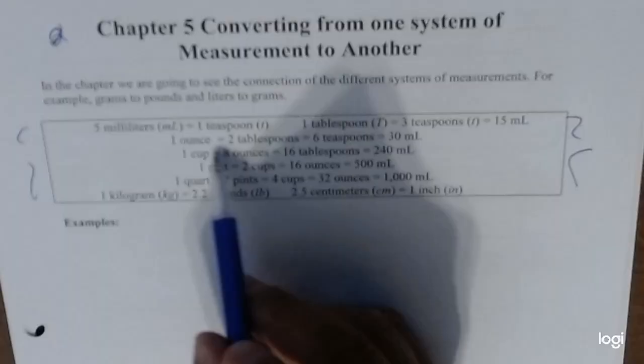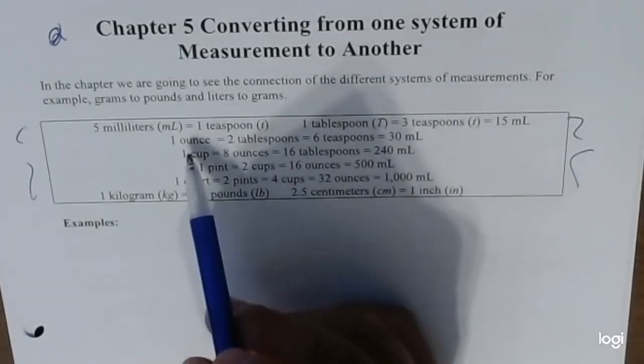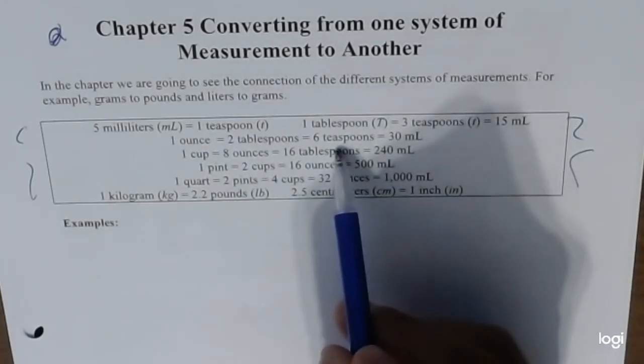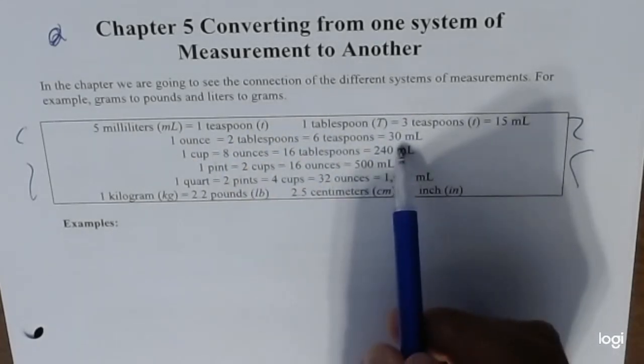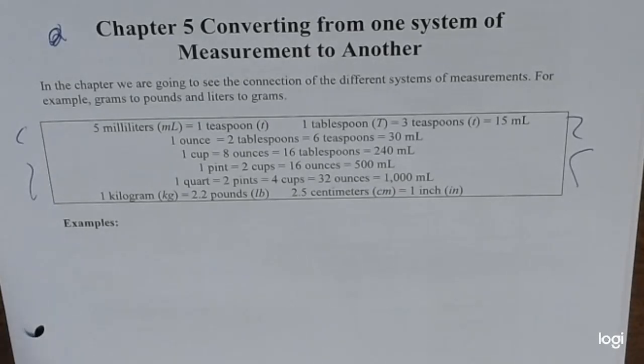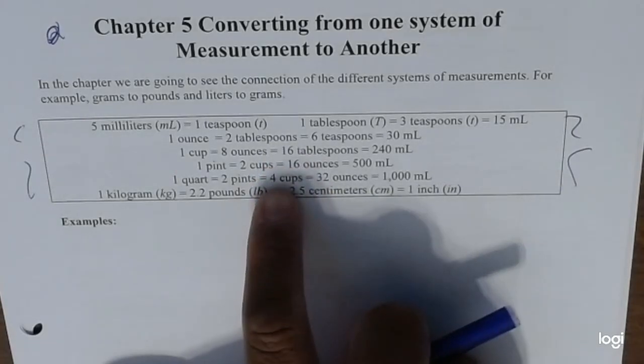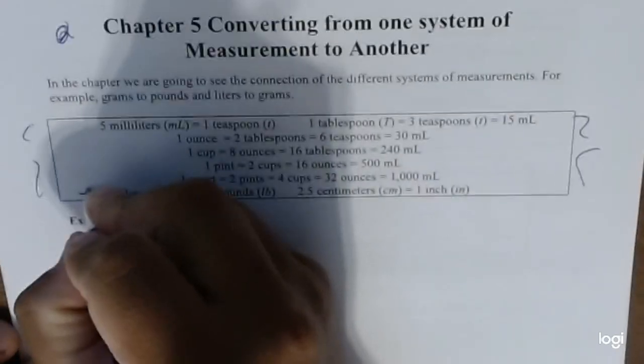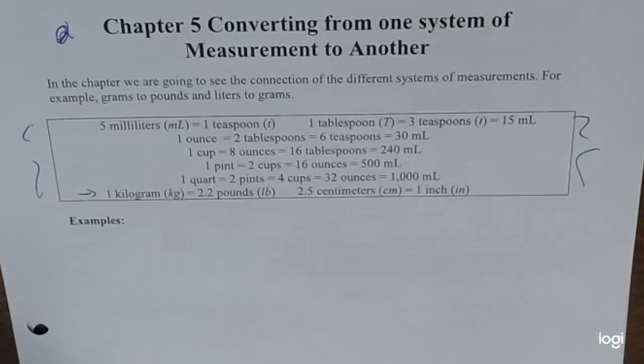Now, how I look at these equalities here: 1 ounce equals 2 tablespoons, 1 ounce also equals 6 teaspoons, and 1 ounce equals 30 milliliters. So they're all equivalent to each other. You could pick any two, and they're going to be the same thing. The major one you're going to be dealing with throughout this entire semester is this one here: 1 kilogram equals 2.2 pounds. That's a major one corresponding to the household and metric systems.